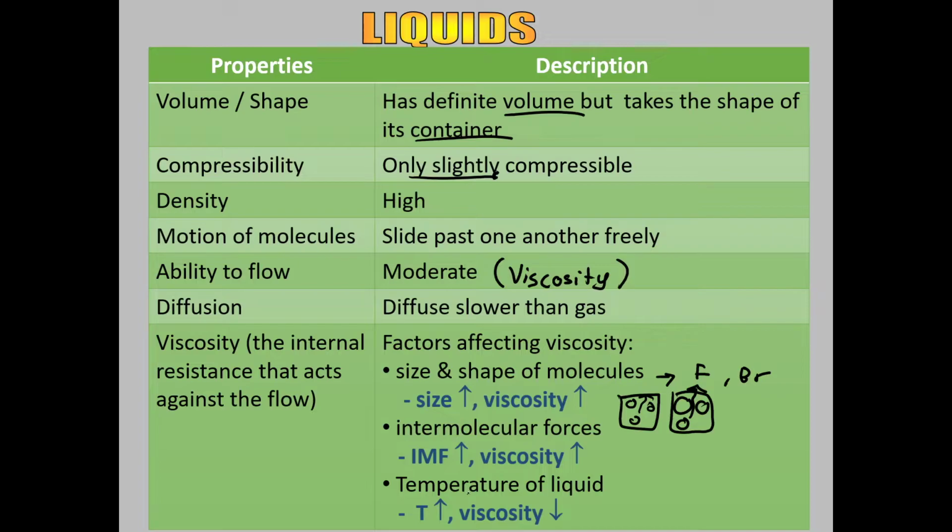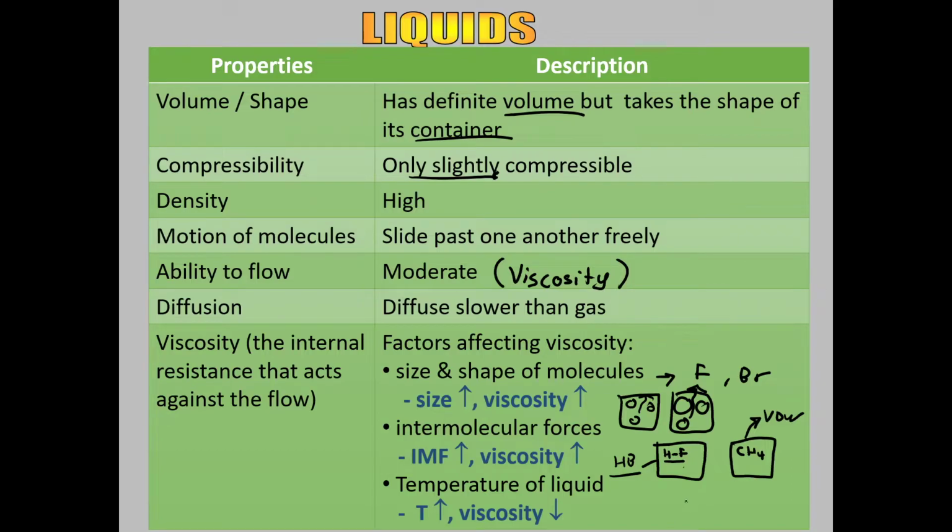Kalau comparing macam polar ke, contohlah kalau the comparing between HF punya liquid dengan CH4 punya liquid. Okay, methane punya liquid dengan HF punya liquid. So HF is a polar molecule, and also dia boleh buat hydrogen bonding, while this is non-polar molecule, and they only have van der Waals forces. So obviously hydrogen bonding is stronger. So this one will have higher viscosity, while this will have lower viscosity.